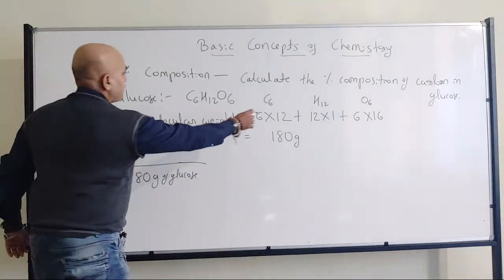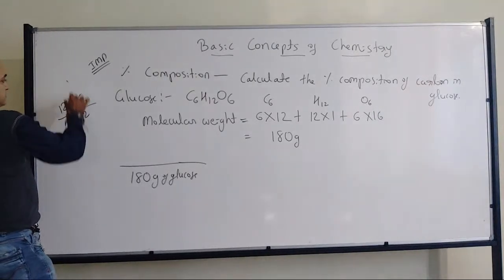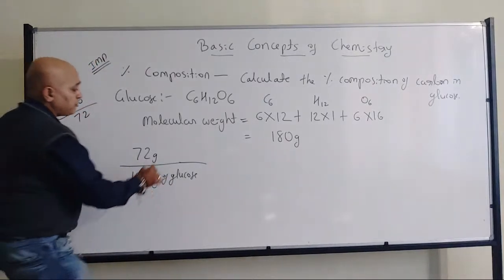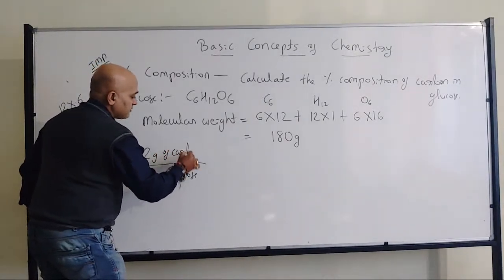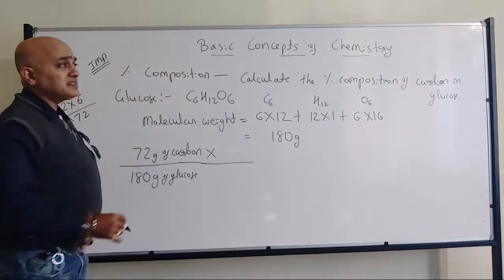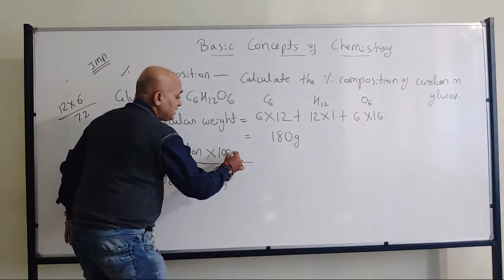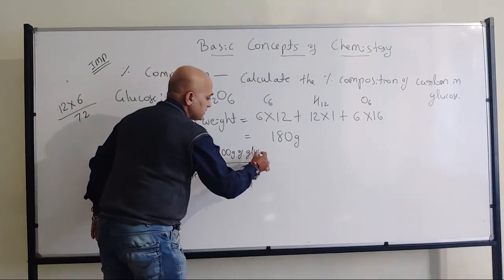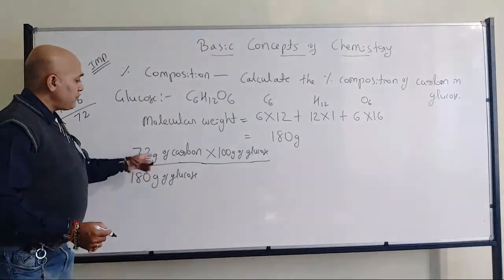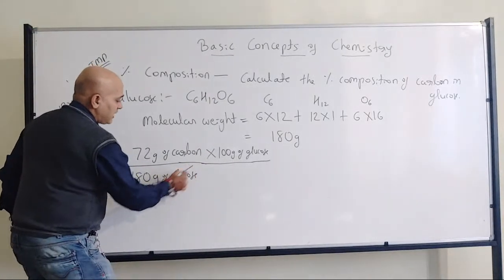That means 12 into 6, so that is 72 gram of carbon. Since we are talking about percent composition, now we have to identify how much for 100 gram of glucose. For 180 gram of glucose, it is 72 gram of carbon. How much for 100 gram of glucose?